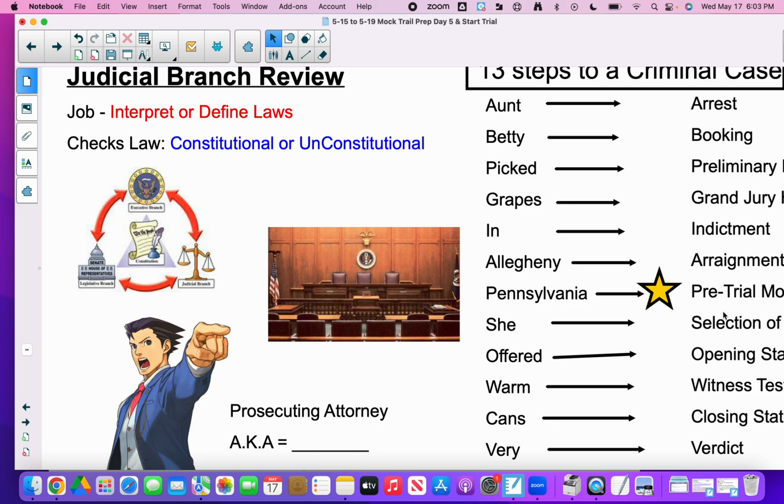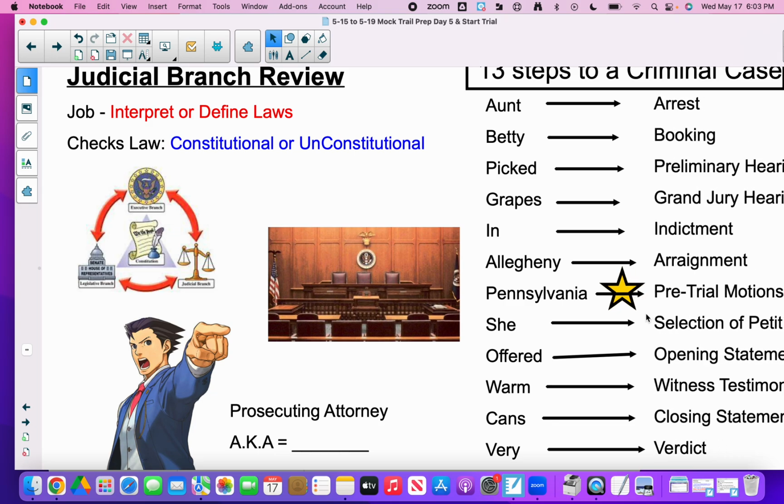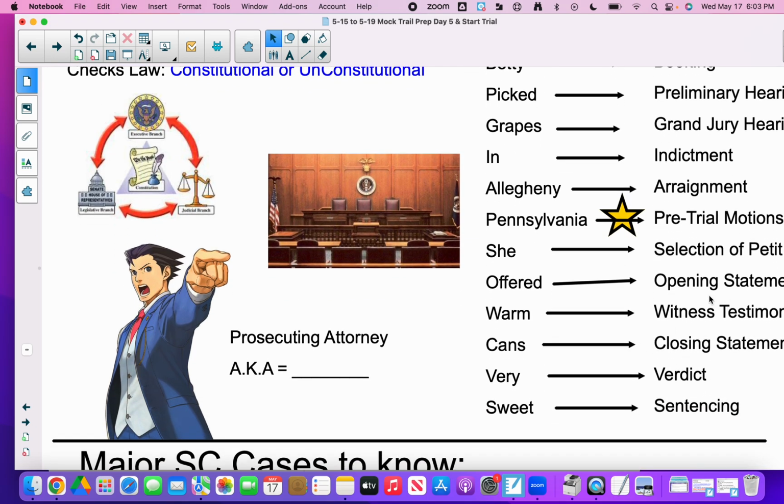Then Pennsylvania stands for pretrial motions. Do we need to throw out evidence or move the location of the trial to ensure fairness and equality in a trial? She stands for selection of petit jury. This is where a jury of your peers is selected. It's about 12 people. And then in our mock trial, we started off with opening statements where the prosecution goes first and the defense second.